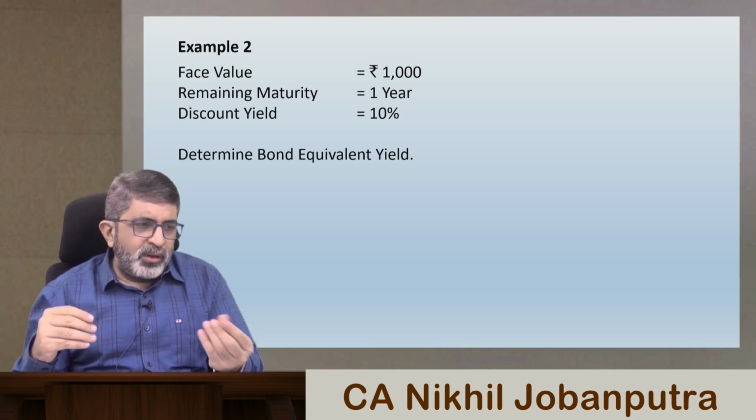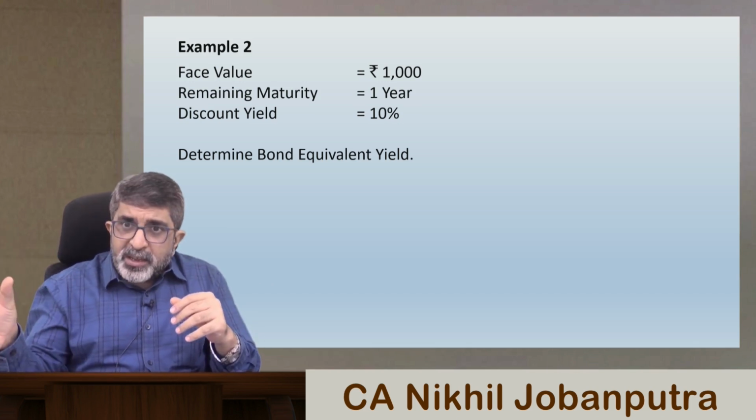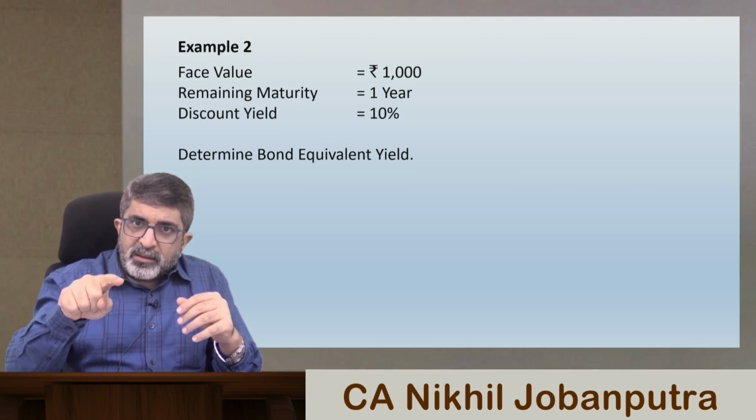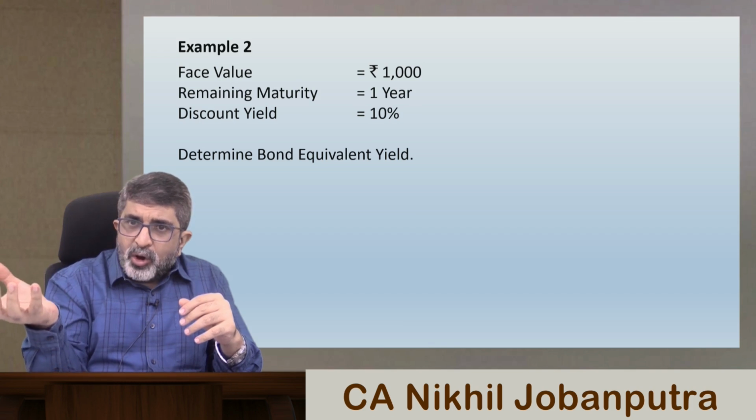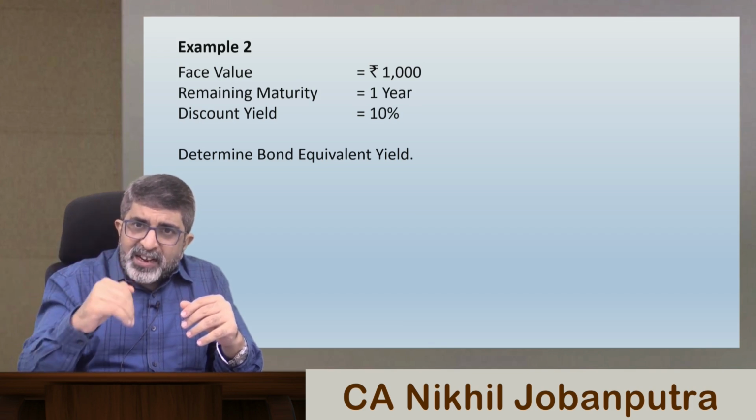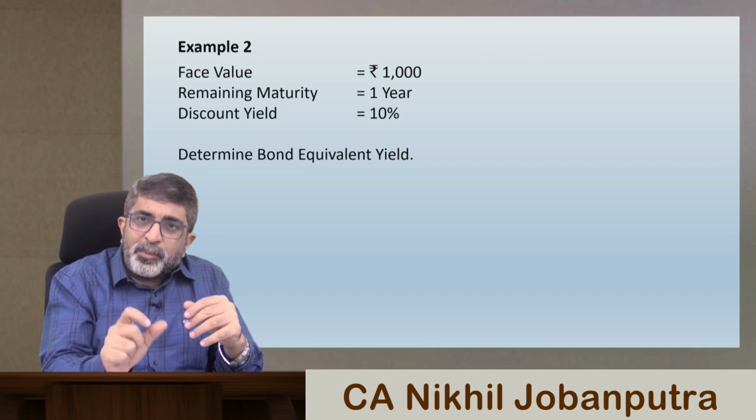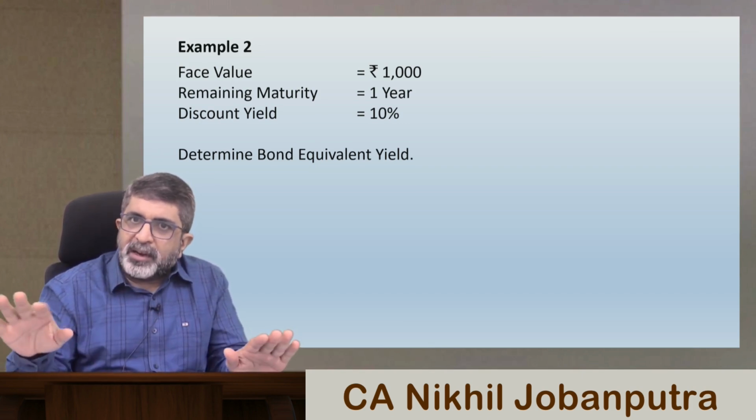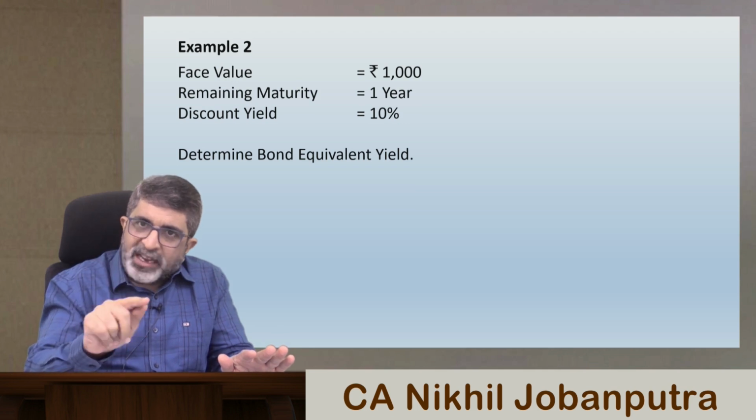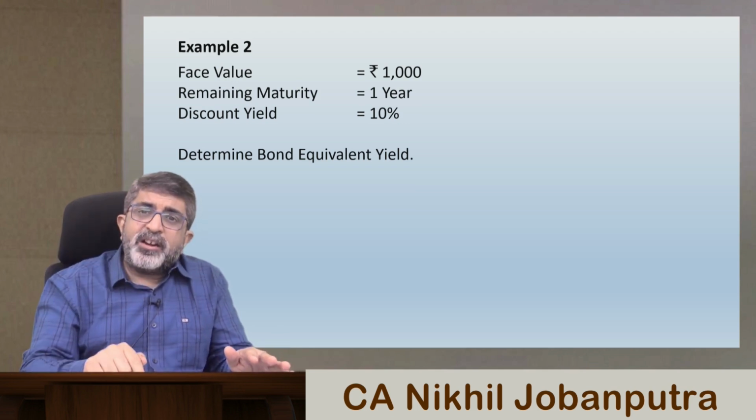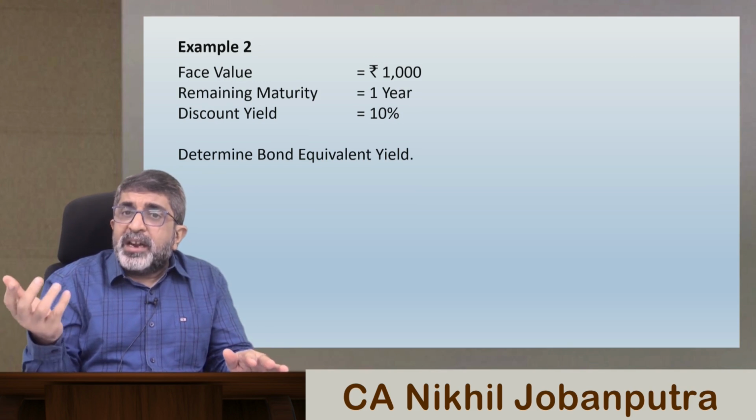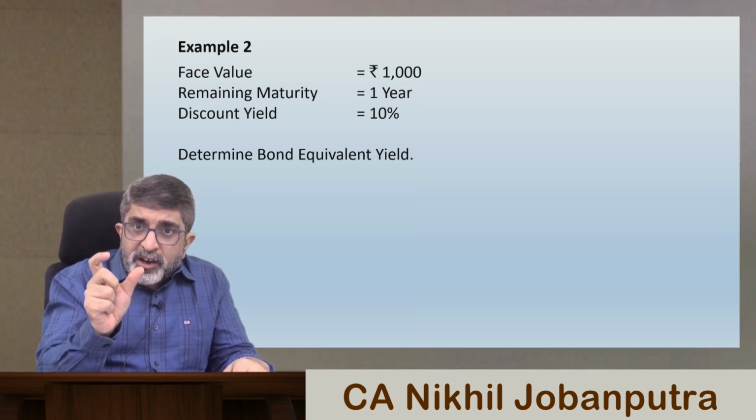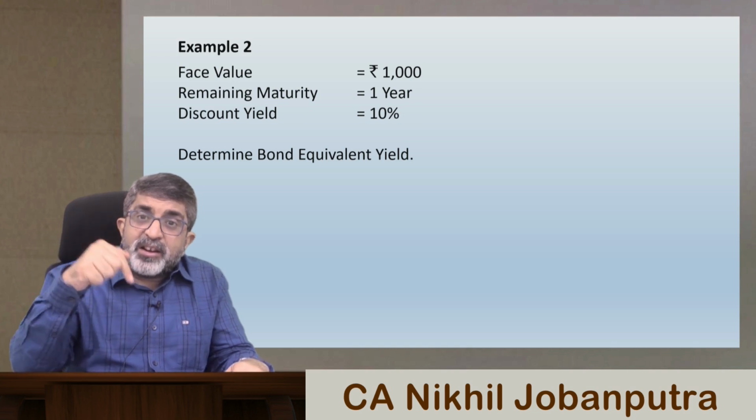So simple logic, 1000 rupee is the face value and 10% is the discount yield for 1 year. So the bond or that instrument is currently traded at a discount of 10%, means it is traded at rupees 900. End of the matter. You came to know what is the market price, 900. If you invest 900 today, after 1 year you will be getting back 1000 rupees. So you are going to earn a return of 100 rupees by investing 900 today.